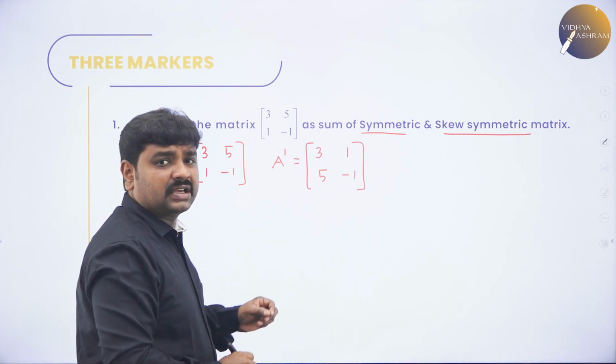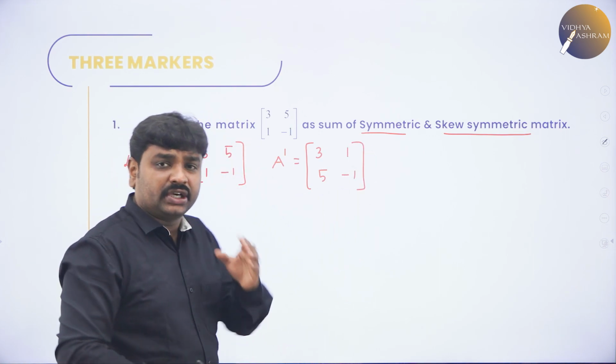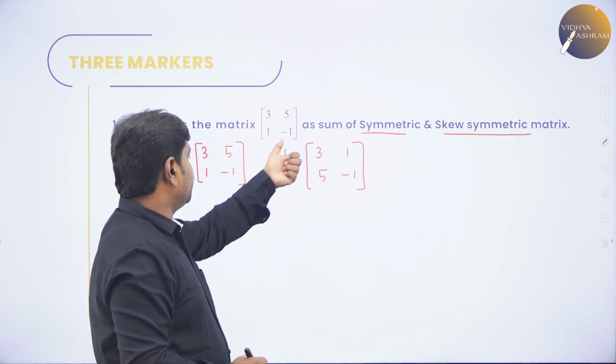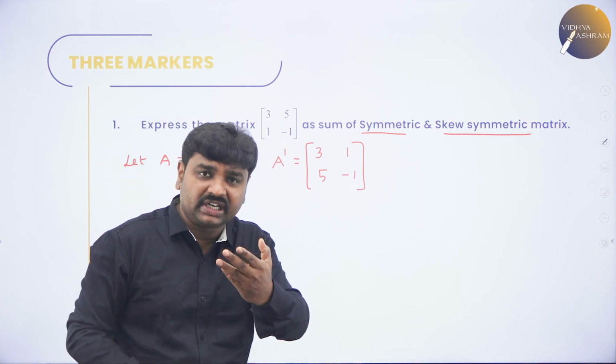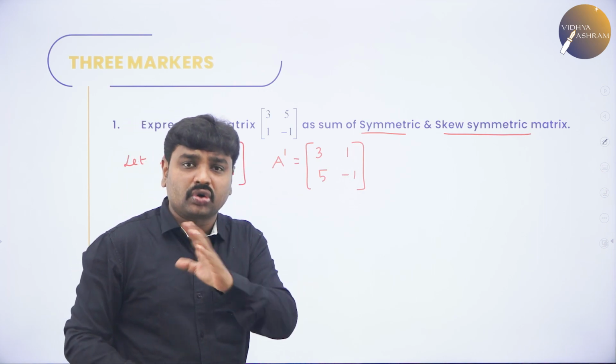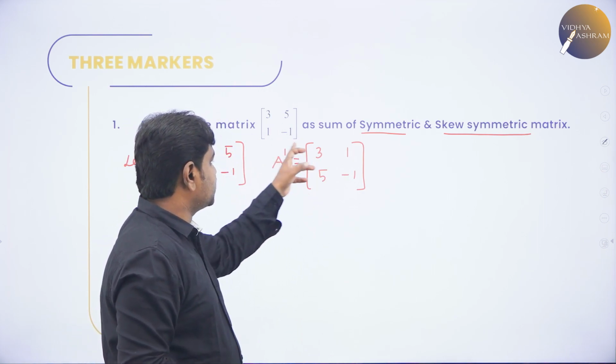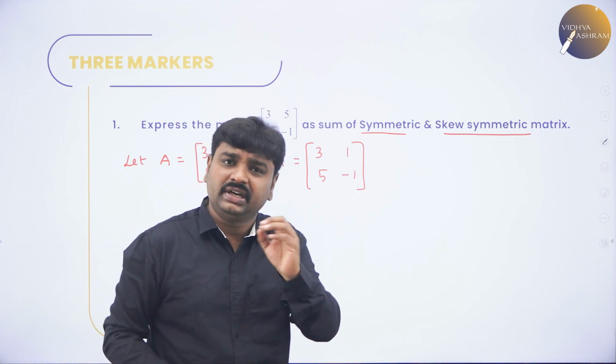Very first step is the given matrix A. Take it as it is, with rows 3, 5 and 1, minus 1. Then you write the transpose. What is A dash? Change the row to column. Make first row as first column. Make second row as second column. Now we have done A and A dash.